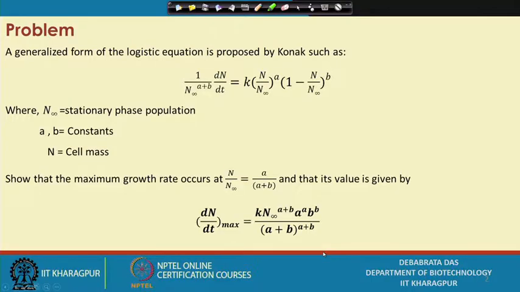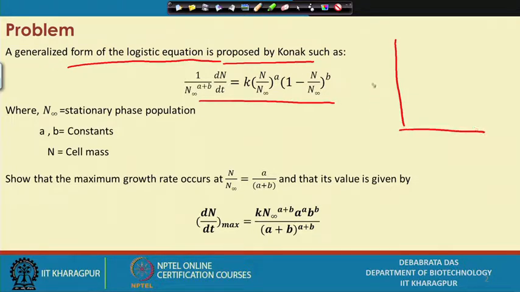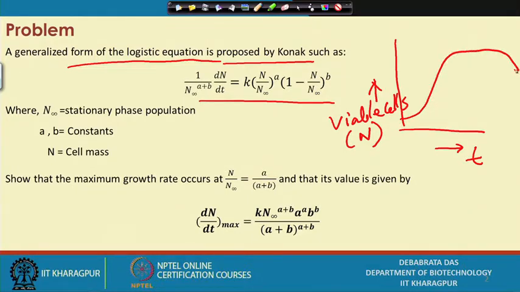The first problem that I want to discuss, if you look at it, is a generalized form of the logistic equation proposed by Konak, such as this equation. So we know, if we remember the life cycle, it is like this: time with respect to viable cells. Am I right? Viable cells. Now these viable cells we can express in terms of N. So it is like this: it is growing, then stationary, then coming back.